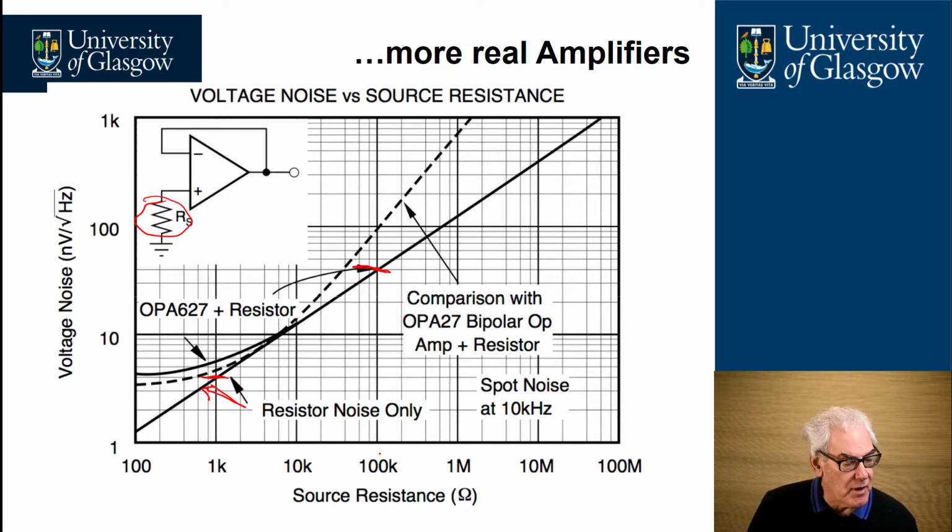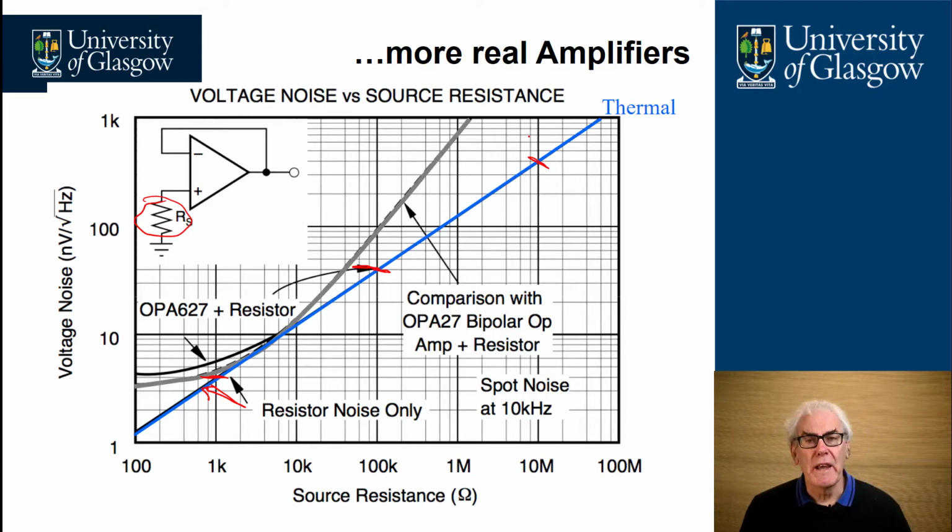And if we continue from 100k up to 10 MΩ, we discover that it crosses at 400 nV/√Hz. For every 2 decades of increase in source resistance, you increase the noise spectral density by 1 decade because it operates as the square root. The blue line here defines the thermal resistance noise associated with RS, the source resistance. And the grey line shows the performance of the OPA27 bipolar op-amp connected to the resistance.